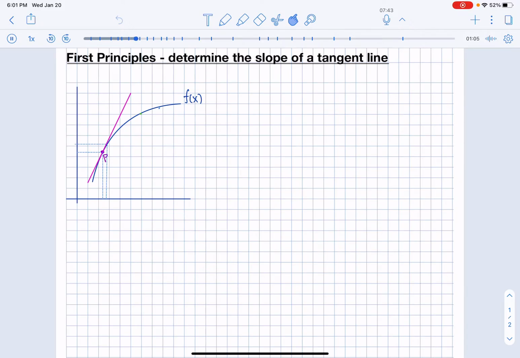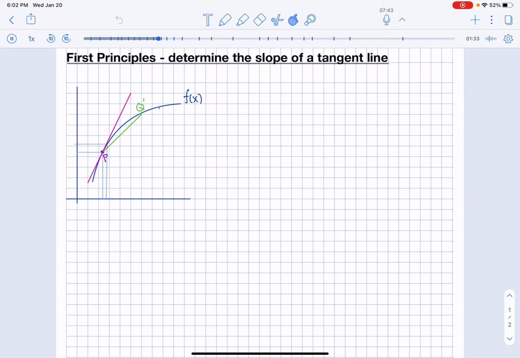Now, let's try to find a second point that is on f(x). Let's call it Q prime. And we're going to connect point P and Q prime together to make a secant line. As you can see, the slope of the pink line and the slope of the green line are definitely not the same. So therefore, that means we have to pick a different second point.